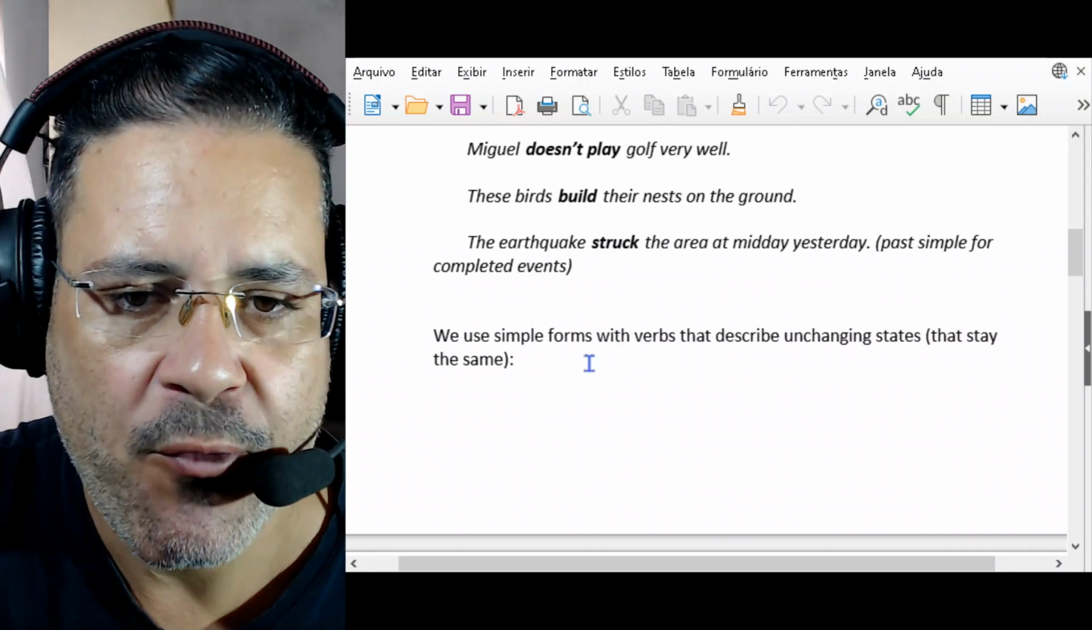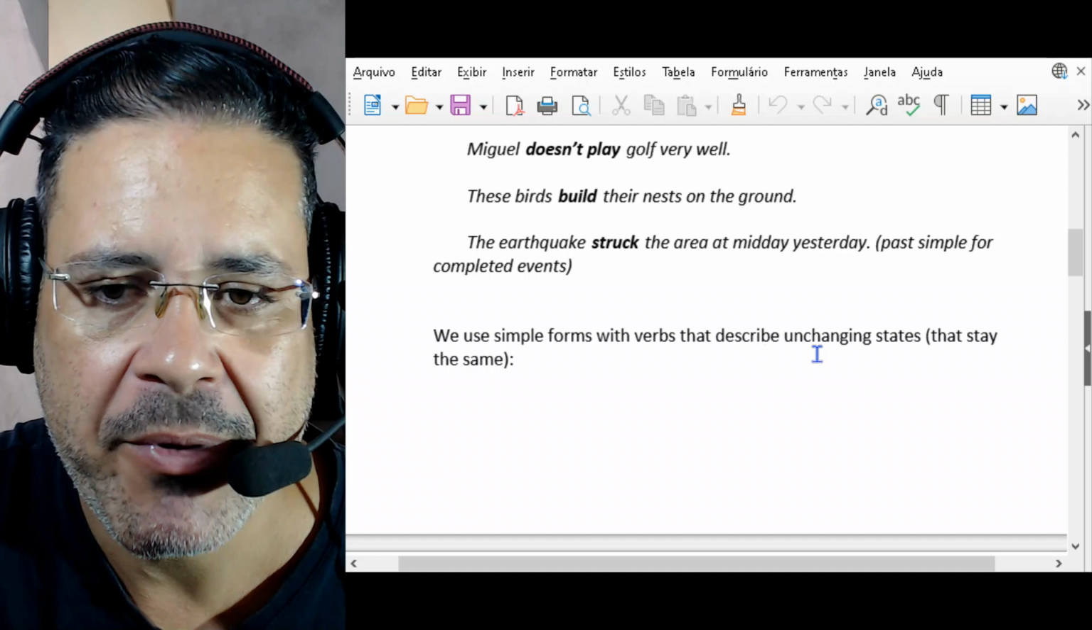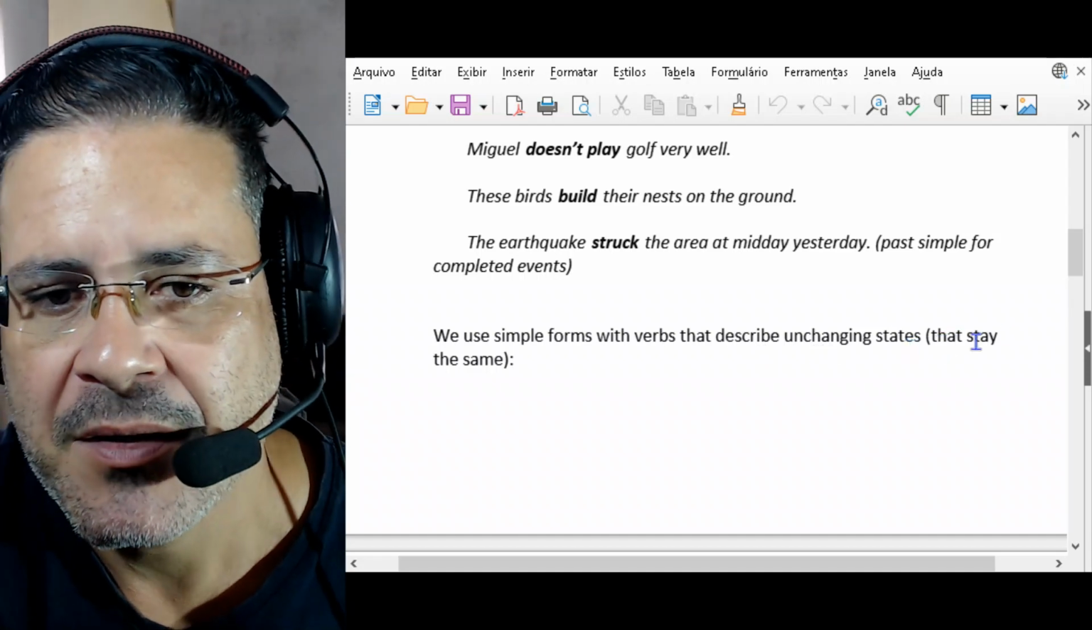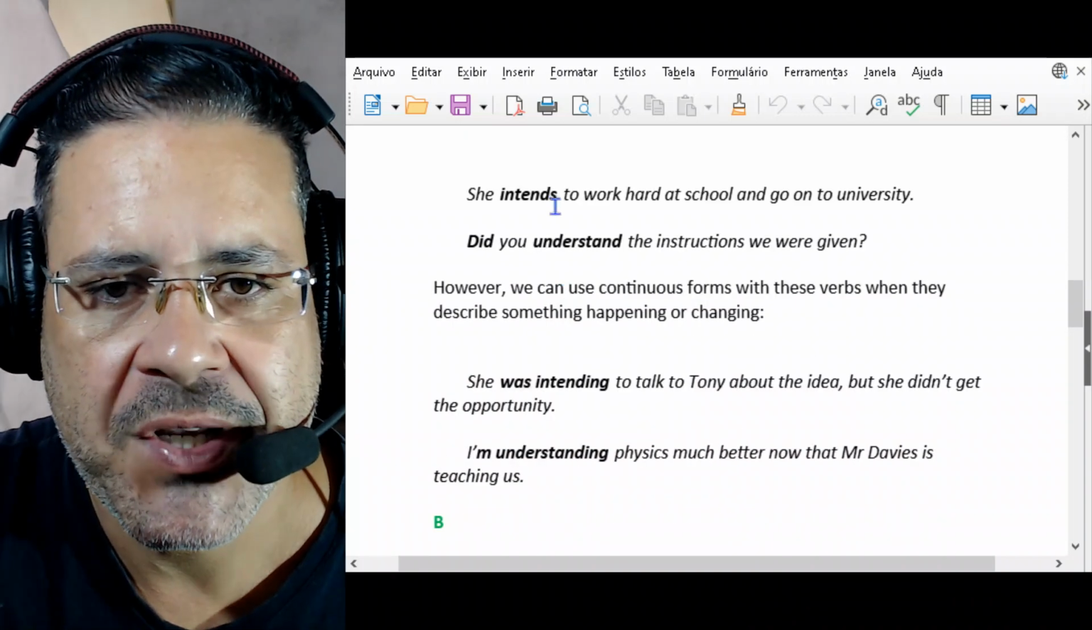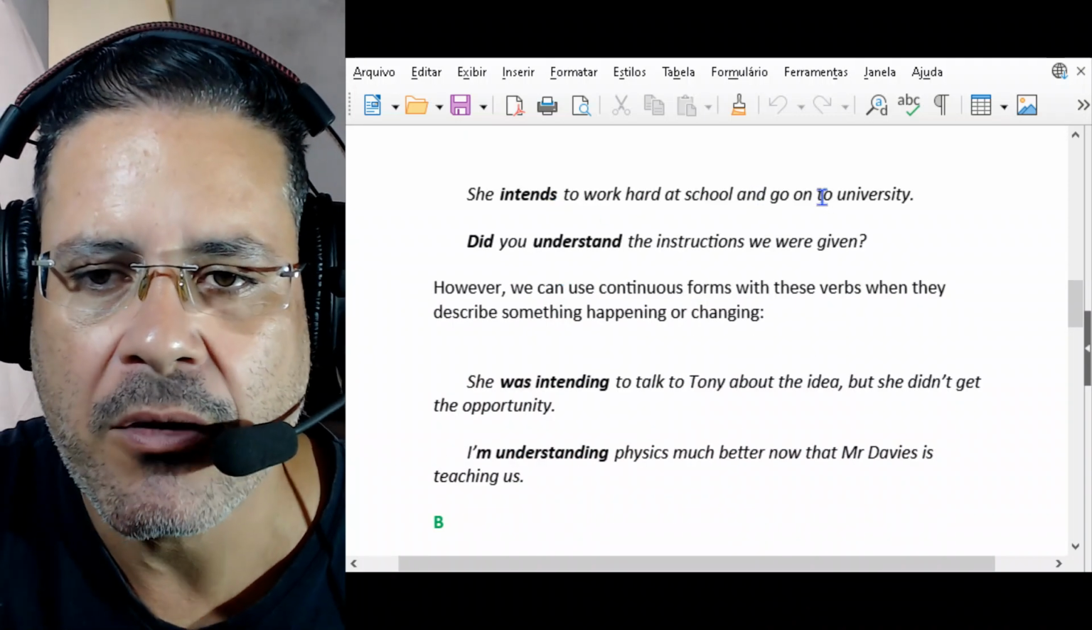We use simple forms with verbs that describe unchanging states, that stay the same. For example, she intends to work hard at school and go on to university.